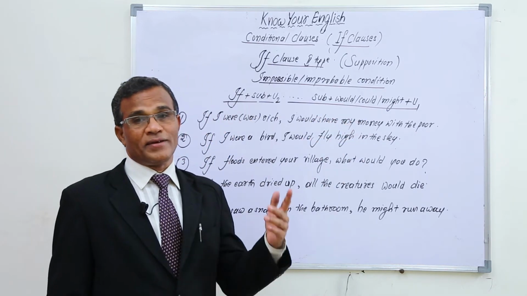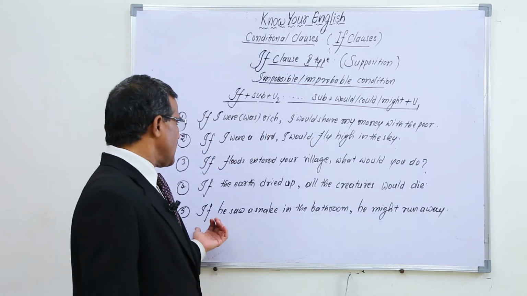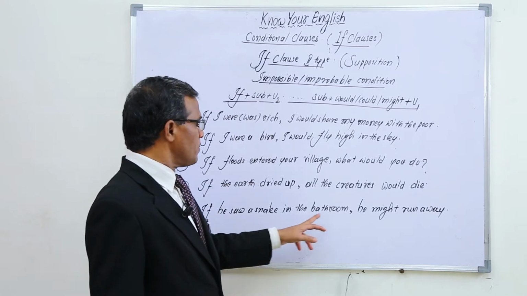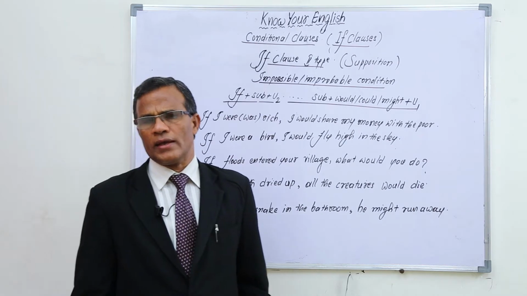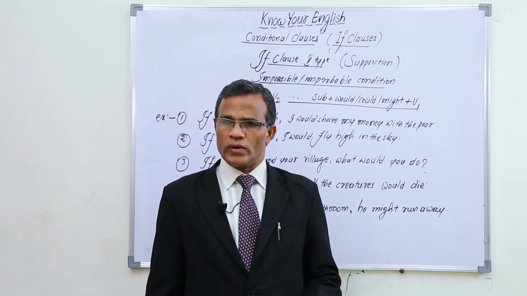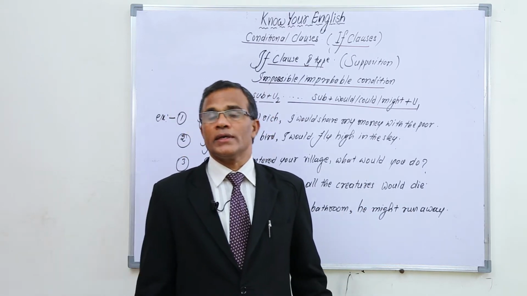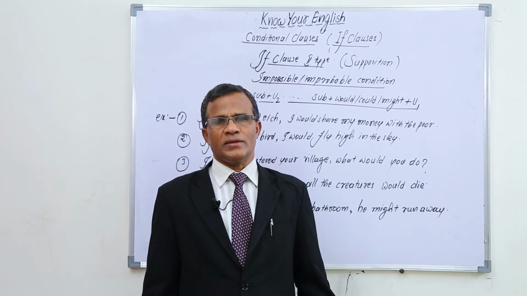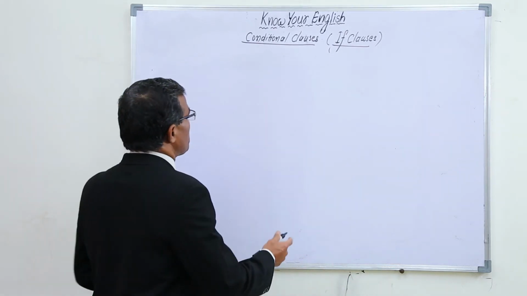There is a possibility for him to run away from the bathroom. So like that, if he saw a snake in the bathroom, he might run away. So in this way, for improbable or impossible things only, we use this second type of if clause. So it is called improbable condition, impossible condition, supposition, or simply imagination. Now, if clause, the third type.